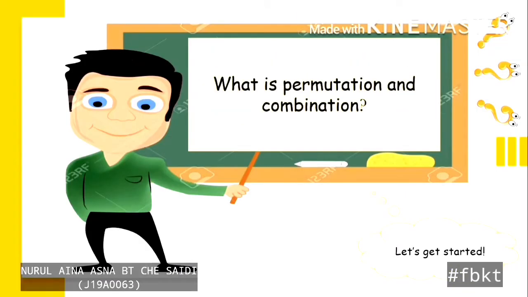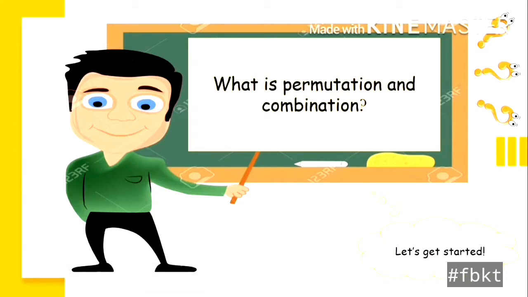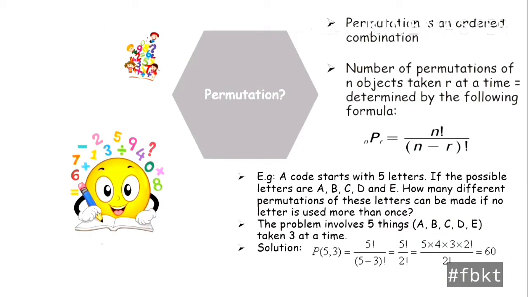Today we're going to learn about what is permutation and combination. Let's get started. Firstly, permutation is an ordered combination. The number of permutations of n objects taken r at a time is determined by the following formula: nPr equals n factorial over (n minus r) factorial.